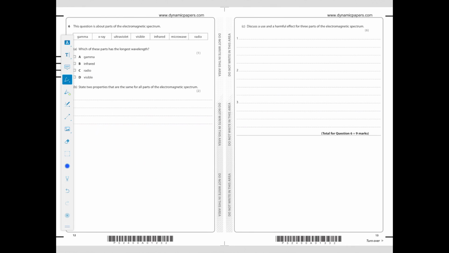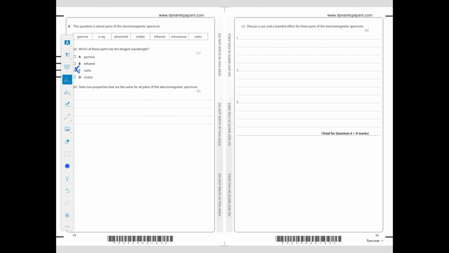My favourite topic. This question is about parts of the electromagnetic spectrum. Which of these parts has the longest wavelength? So remember, there's that amazing song on YouTube where the guy sings radio waves, microwaves, infrared radiation, visible light, ultraviolet, X-rays, gamma rays. So we know that gamma has the shortest wavelength, so we need to move to the opposite end of the spectrum to find the longest wavelength, and that therefore is radio waves.